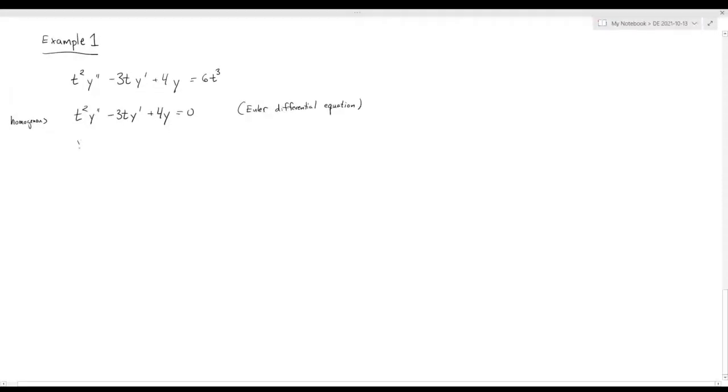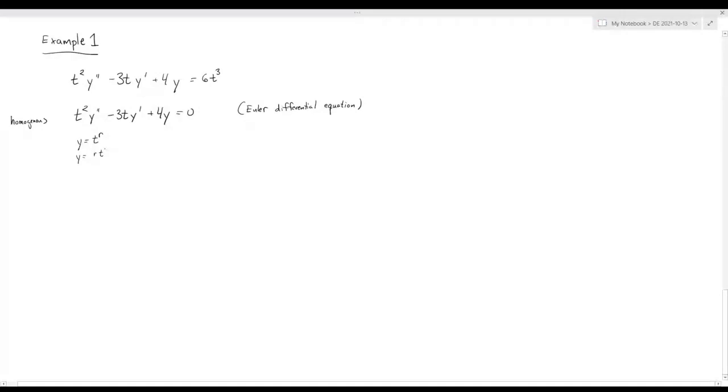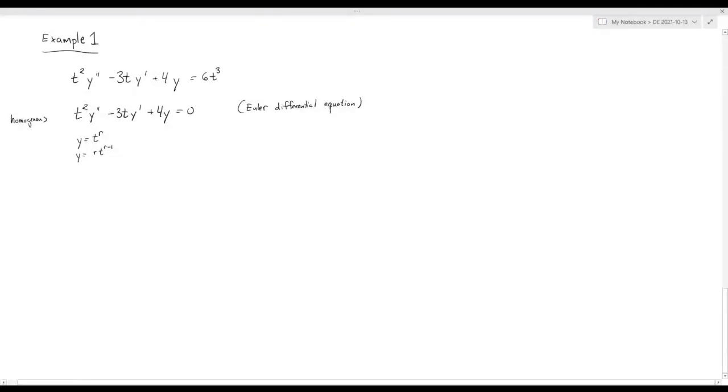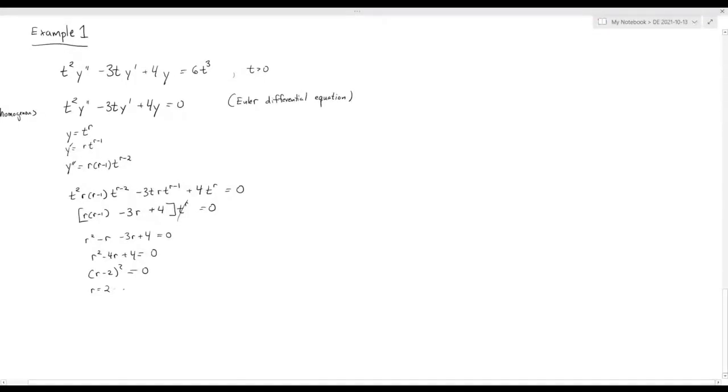So we know that we can find solutions in the form of the independent variable t raised to some power r. Or of course, if you already know the characteristic polynomial for an Euler equation, you can also use that to find what r is. Plug this in: t squared times y double prime, negative 3t times y prime, and 4 times y. We're assuming t is positive, so this cannot be 0. So this polynomial must be. So our characteristic polynomial has a repeated root of multiplicity two.